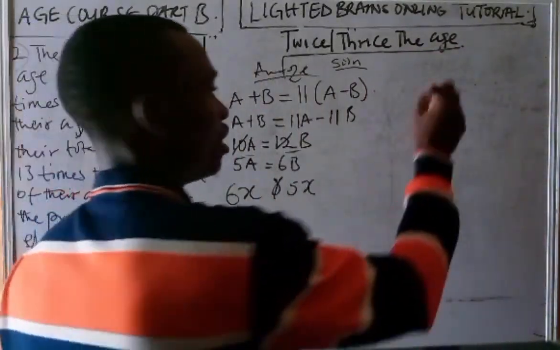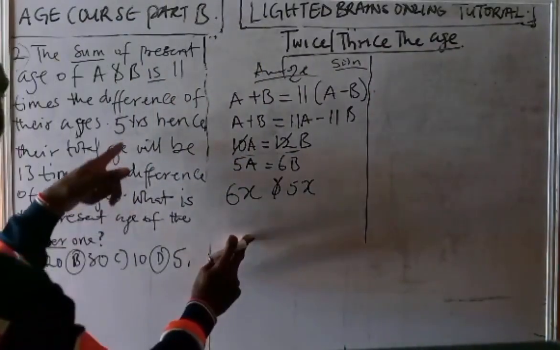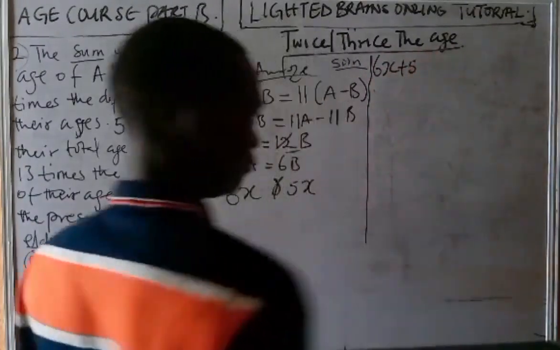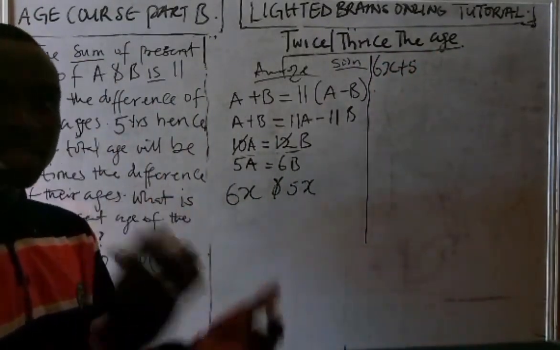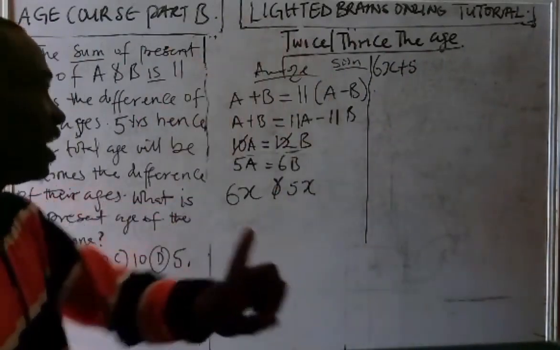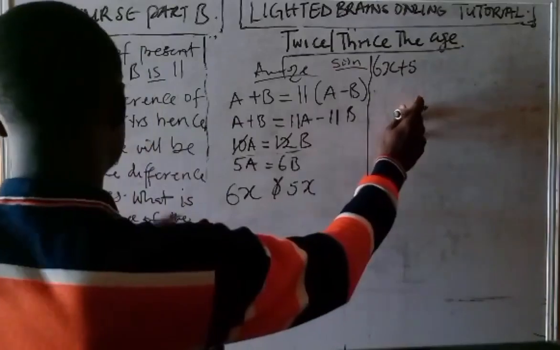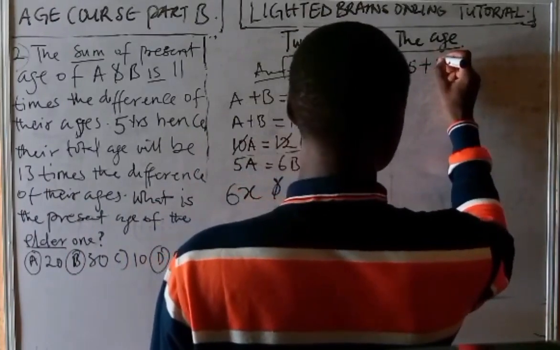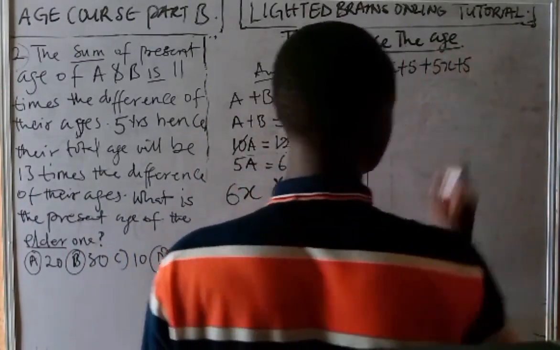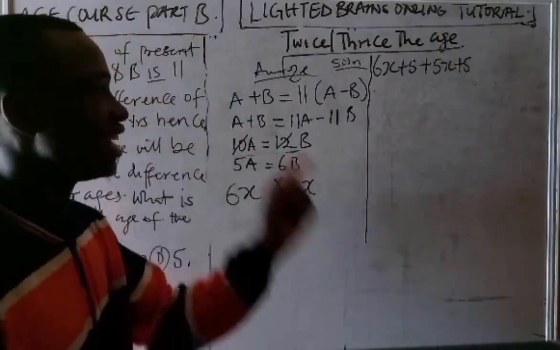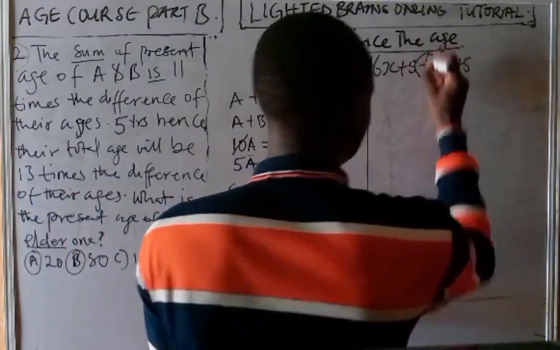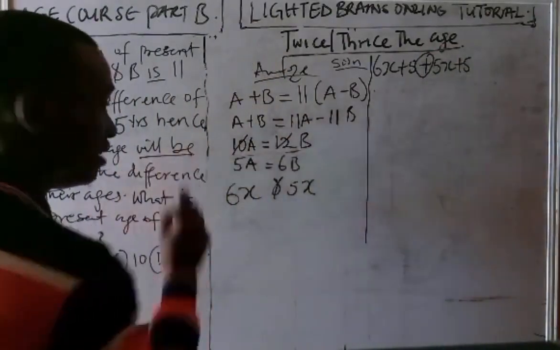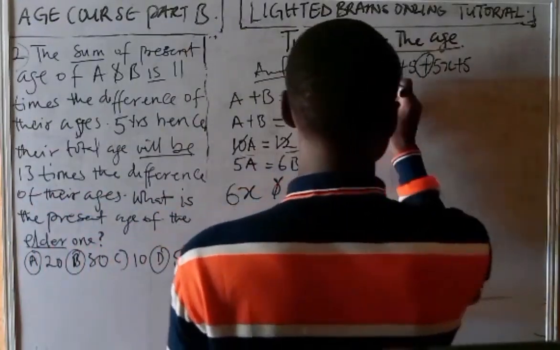6x and 5x. According to the equation, it says 5 years hence. That means 6x plus 5. I told you that whenever they say 5 years hence, if these ages, add 5 to them. 5 years hence, their total age will be plus 5 years: 5x plus 5. Do you understand now? 5 years hence, their total age. Total means plus, that is when you sum their ages. I've told you that whenever you see the word "will be", it means equal to.